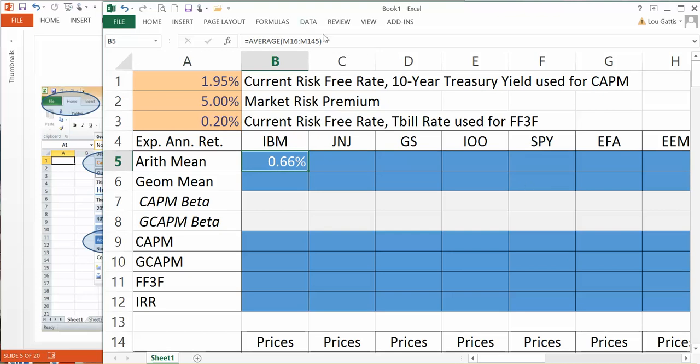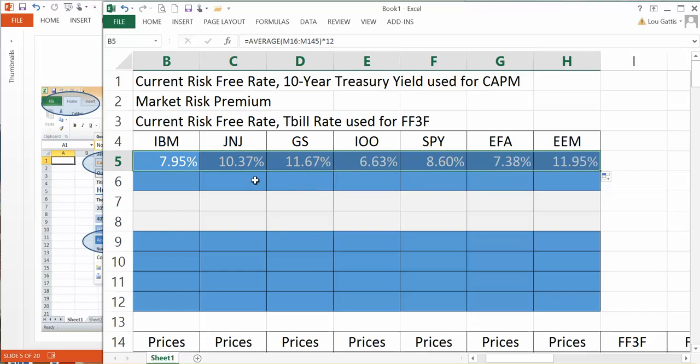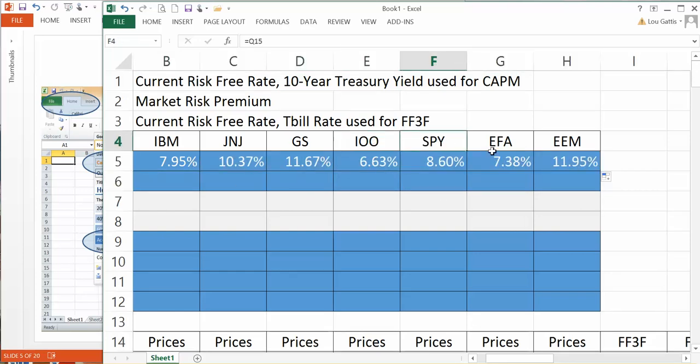I'll multiply that monthly return by 12. There's my annualized annual return from the data of 2004 through 2014, almost 11 years of data. I can copy that across by dragging this across, and there are my average annual returns for IBM, J&J, Goldman Sachs, S&P 100, S&P 500, IFA, and EMA.